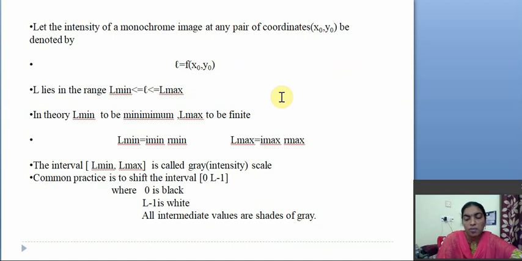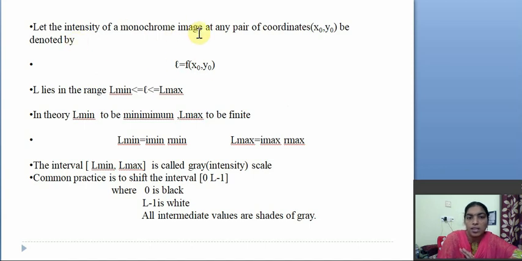I of x comma y into r of x comma y. So here, what is the range of f of x comma y? The illumination value I ranges from 0 to infinity. And what is the reflectance r value? 0 to 1. So the range of f of x comma y is also 0 to infinity, obviously. But here we should consider some finite values, not the infinite values.